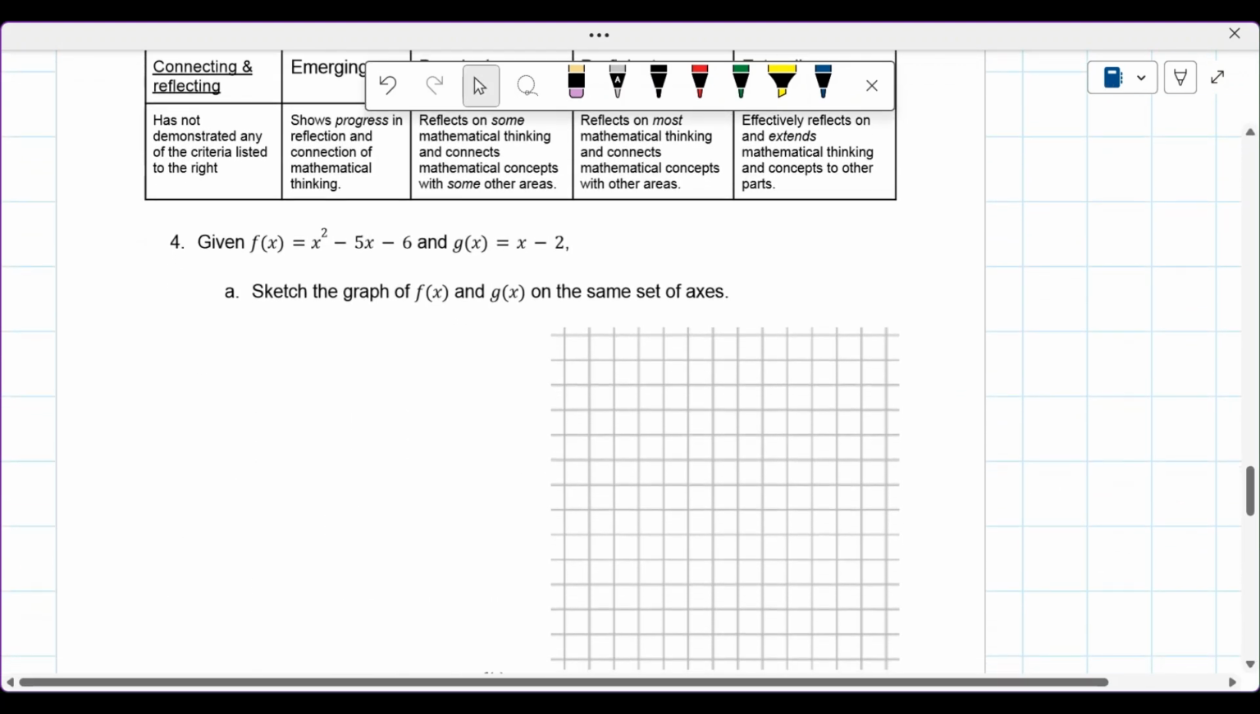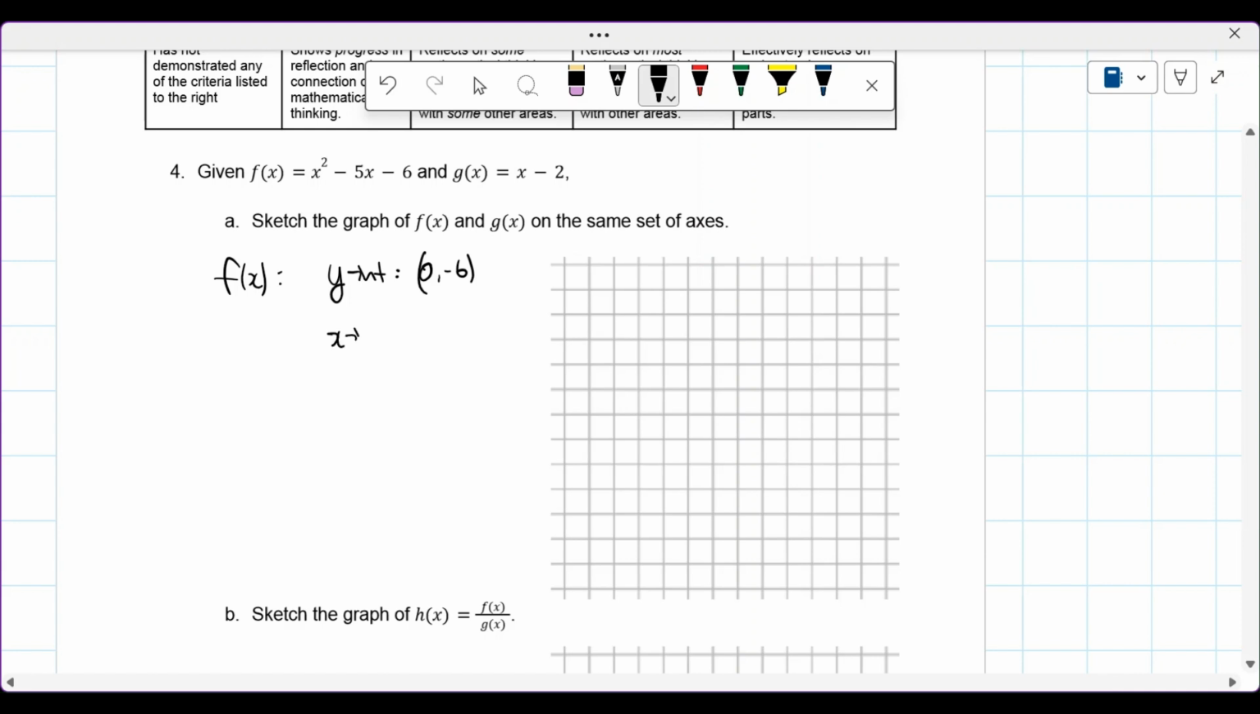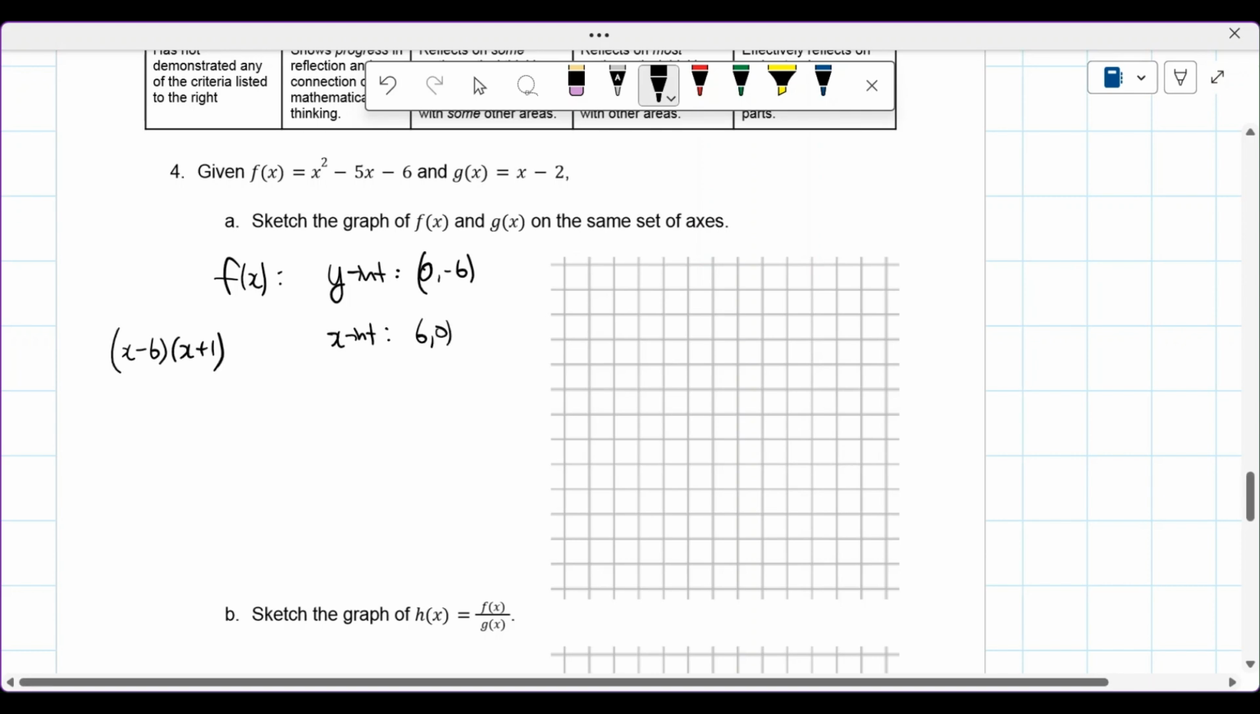Let's move on. Given f of x equals x squared minus 5x minus 6 and g of x is equal to x minus 2, sketch the graph of f of x and g of x on the same set of axes. So the first thing that we can find for f of x is the y-intercept of 0, comma negative 6. And for the x-intercepts, I can easily factor this to be x minus 6 times x plus 1. So it's going to be 6, comma 0 and negative 1, comma 0.